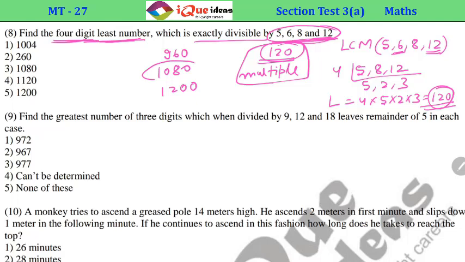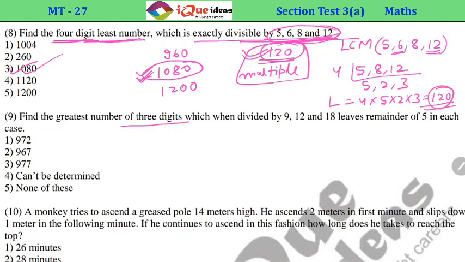The first 4 digit number which is a multiple of 120 is 1080. Right? So this is the smallest 4 digit number which is divisible by 120, and hence it is divisible by 5, 6, 8 and 12 also. So option 3 is the correct answer. Alright. Now the next one.